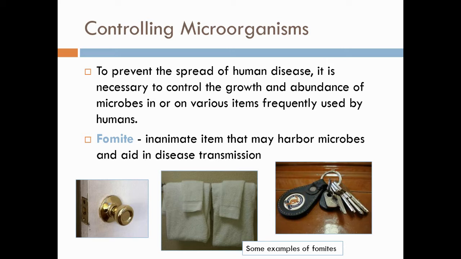So we have to particularly pay attention to items that are frequently used and frequently come into contact with humans, as a way to get those pathogens to a portal of entry where they can get in and cause infections. One of the most common ways that we pass infections is through fomites. A fomite is an inanimate item that can harbor microbes. So they can be there. We don't have to come in direct contact with someone who has an infection.